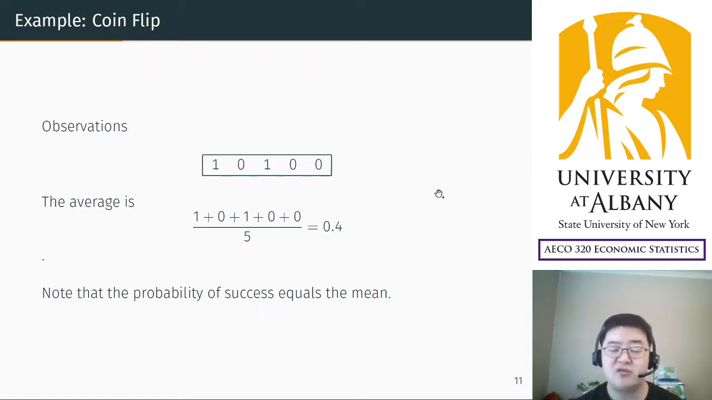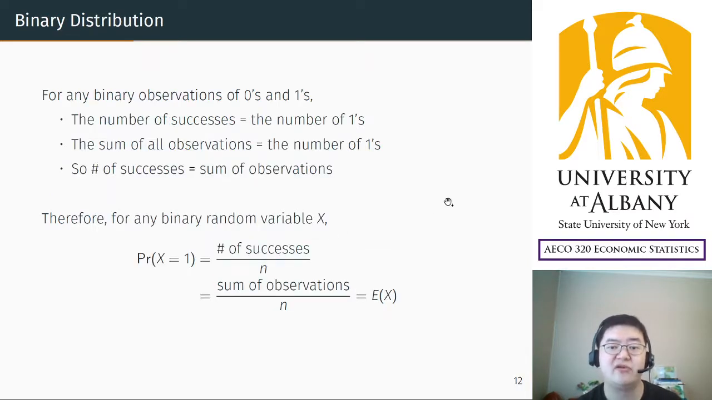What I wanted to show you in this simple example is not about how to calculate the mean or probability, but I want to show that the probability of heads equals the mean. This is not a coincidence. It is an important property of binary distribution. So all the distributions in the binary distribution family satisfy this. So let's think about why that happens, why they are the same.